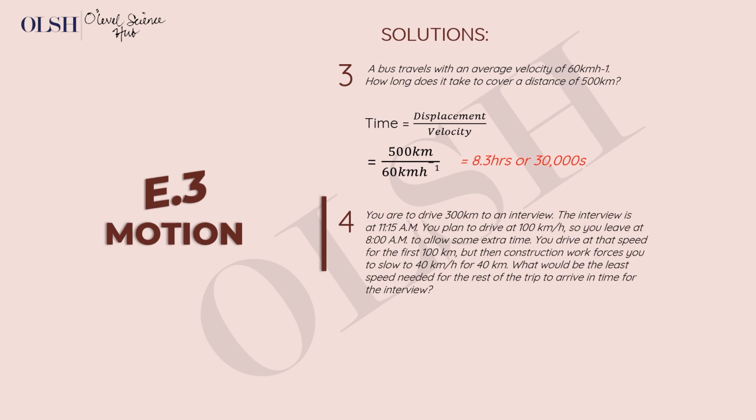You are to drive 300 kilometers to an interview. The interview is at 11:15 a.m. You plan to drive at 100 km per hour, so you leave at 8 a.m. to allow some extra time. You drive at that speed for the first 100 km, but then construction work forces you to slow down to 40 km per hour for 40 kilometers. What would be the least speed needed for the rest of the trip to arrive in time for the interview?